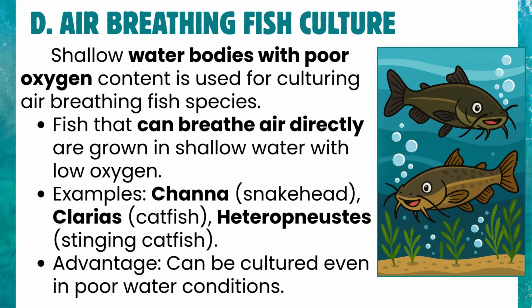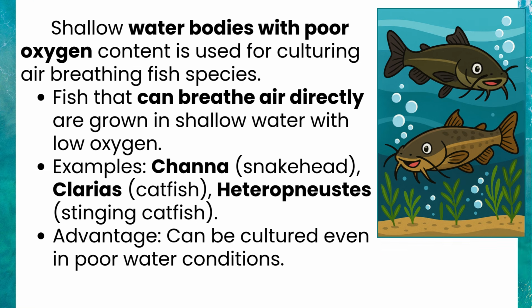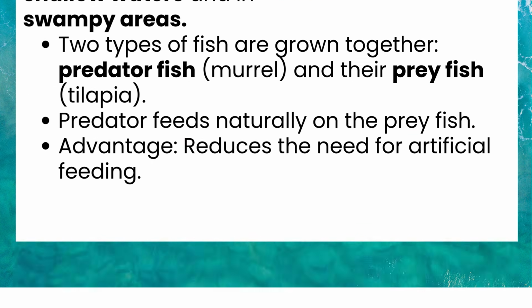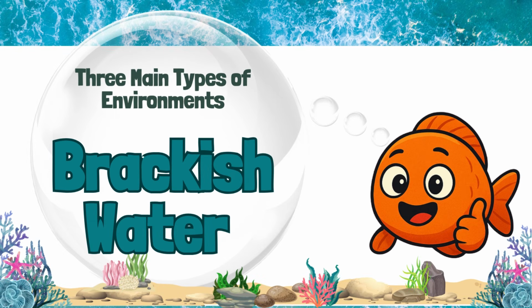Air-breathing fish culture. Shallow water bodies with poor oxygen content are used for culturing air-breathing fish species such as channa, clarias, heteropneustes, etc. Predator-prey culture, murrel-tilapia, is also undertaken in shallow waters and in swampy areas. Here, predator fish like murrels are cultured along with their prey fish, tilapia. Brackish water environment.